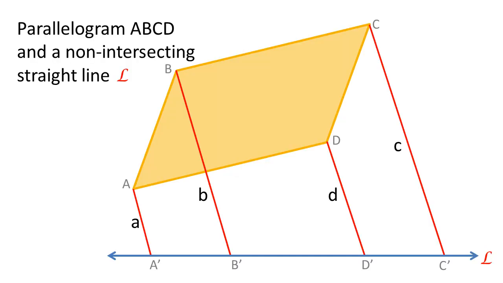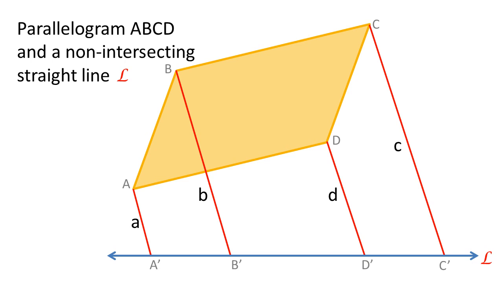Two additional notes about the property. The property we have demonstrated considers perpendicular segments from the vertices of the parallelogram to a non-intersecting straight line. But the property can be applied even if the segments are not perpendicular to the straight line. The segments only need to be parallel, that is, they only need to be contained in parallel straight lines. The demonstration of the property for this case can be done using any of the two methods we have shown in this video.